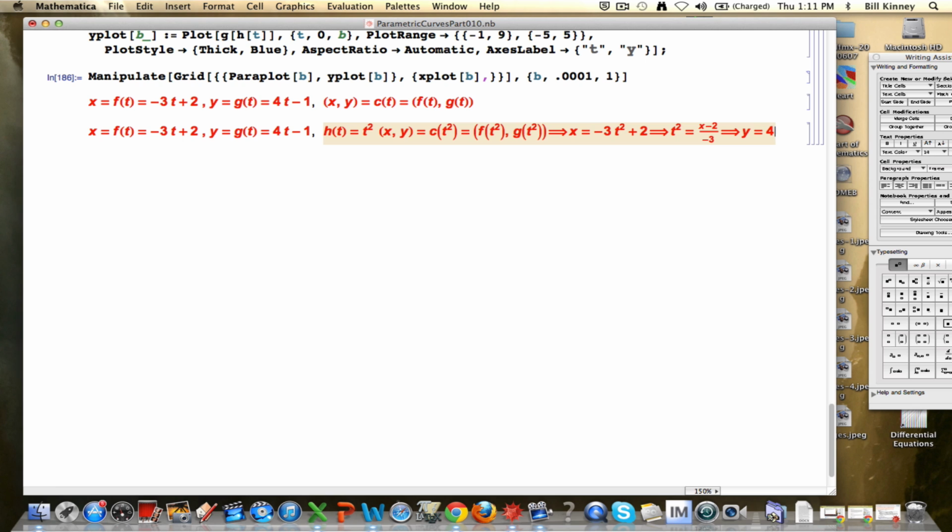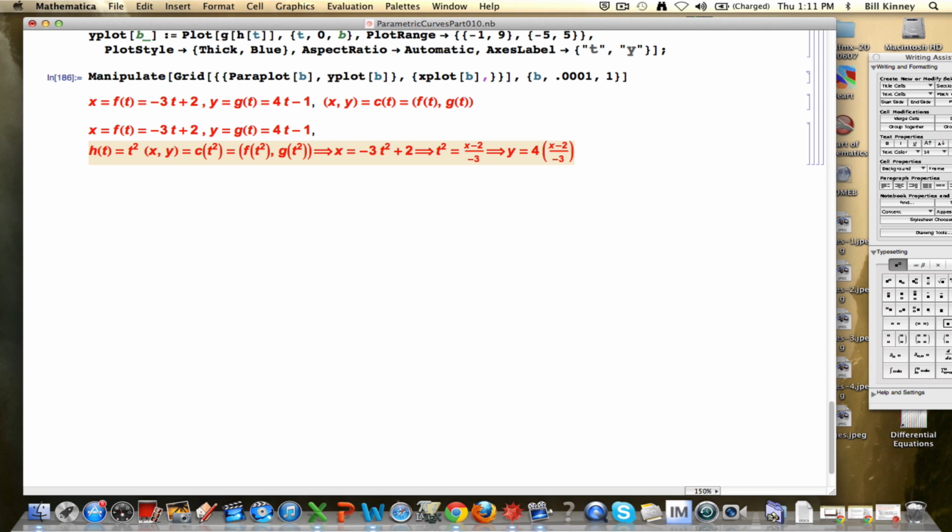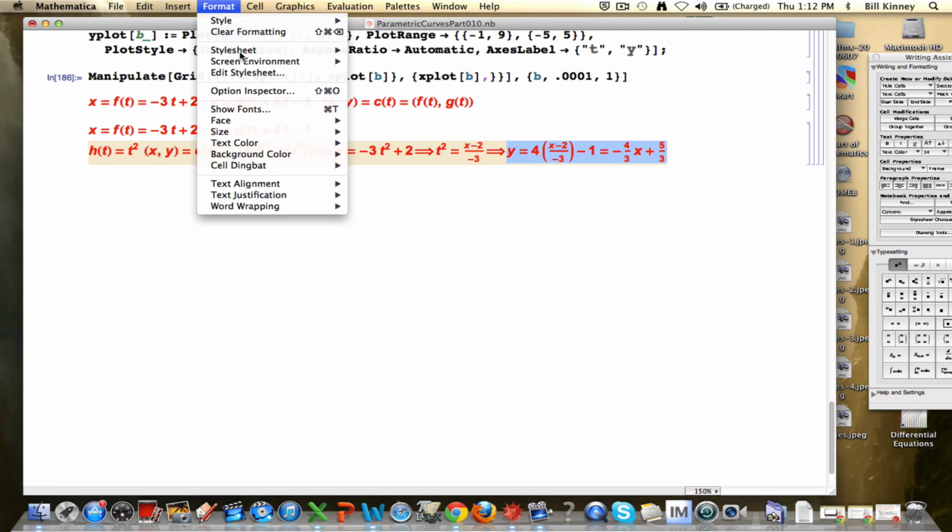Think about that. If that was too fast, go ahead and make that replacement now. Think about this algebra here. Multiply the 4 through the parentheses. You'll get, first of all, negative 4/3 x. Then you'll get negative 2 divided by negative 3 right there is positive 2/3 times 4, that'll be positive 8/3, minus 1, that'll be positive 5/3. And indeed, this is exactly the same linear equation, ultimately, that we got before.